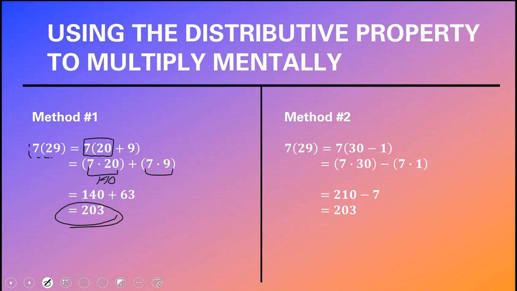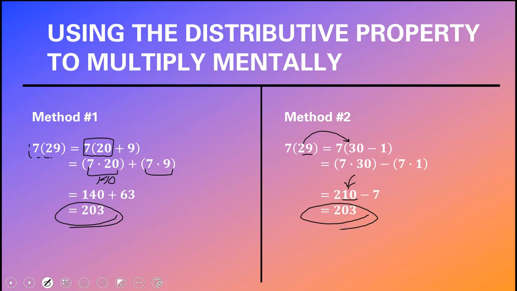Another way to look at this is, well, 29 is really close to 30. I like my powers of 10. Or, excuse me, not powers. I like my multiples of 10. Okay? So I'm going to say, well, all right, 7 times 29 is really 7 times 30 minus 7. Okay? So 7 times 30, well, 7 times 3 is 21, so that's 210. Subtract 7, well, 10 minus 7 is 3, so 203.